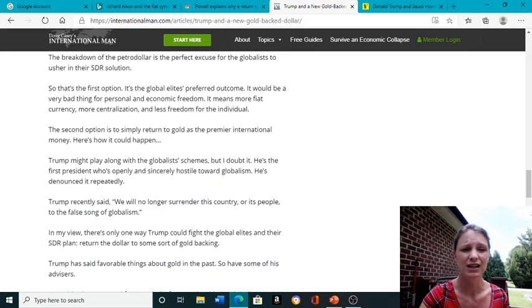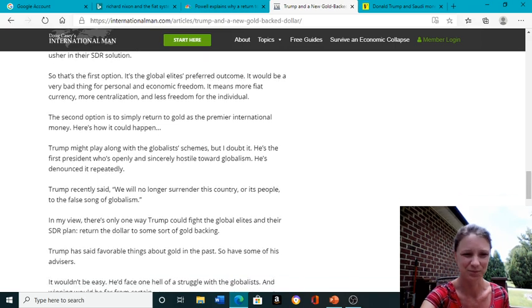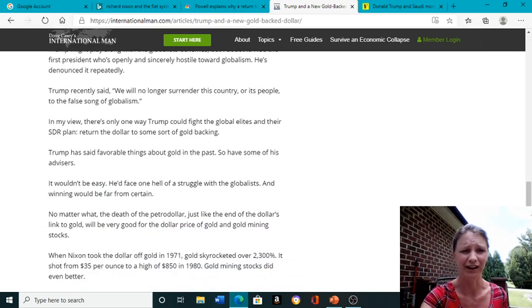The second option is to simply return to gold as the premier international money. Here's how it could happen. Trump might play along with the globalist schemes, but I doubt it. He's the first president who's openly and sincerely hostile toward globalism. He's denounced it repeatedly. Trump recently said, "We will no longer surrender this country or its people to the false song of globalism." I don't even like that word, apparently.